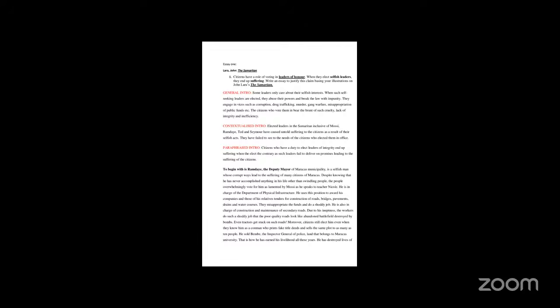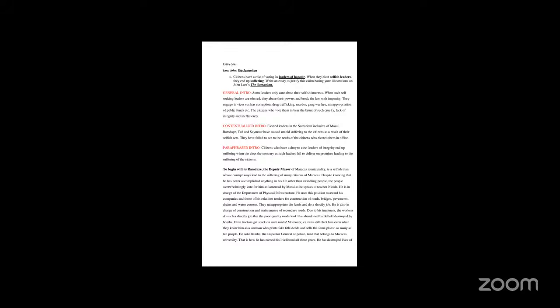They have caused untold suffering to the citizens as a result of their selfish acts. In other words, I'm saying to the examiner who will be marking my work, in this my introduction, I recognize elected leaders as the four. In this, my introduction, I recognize that the citizens will suffer because of the acts of people like Ted, Seymour, and the others. That makes it a very nice contextualized introduction, and it will guarantee you the 2 marks in full. We move ahead to the paraphrased introduction. With the paraphrased introduction, you simply change some of the words.